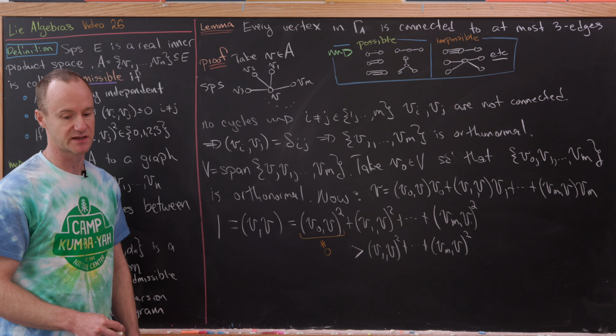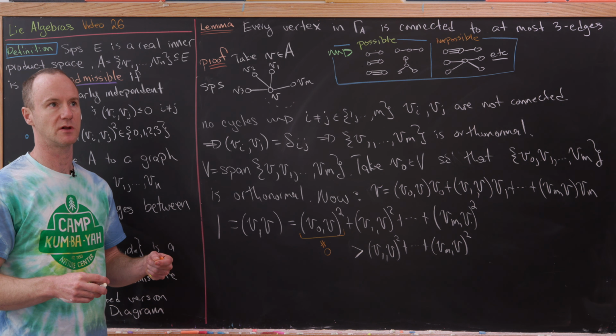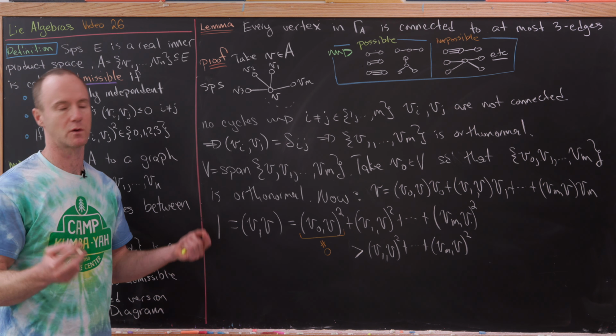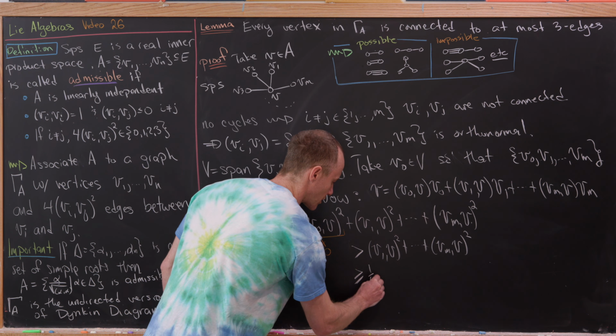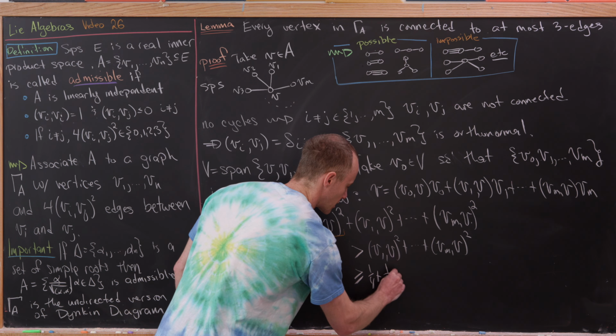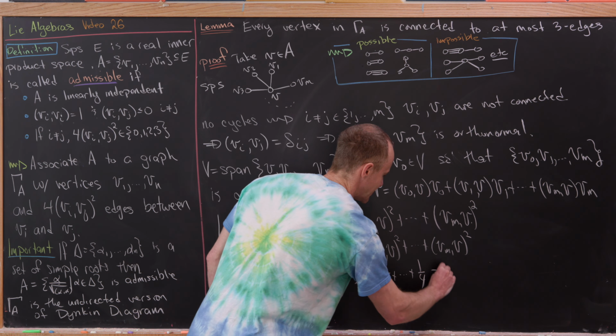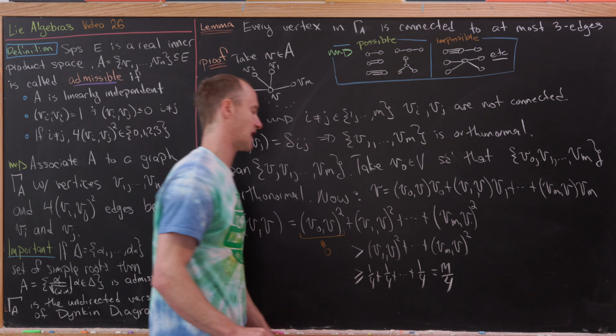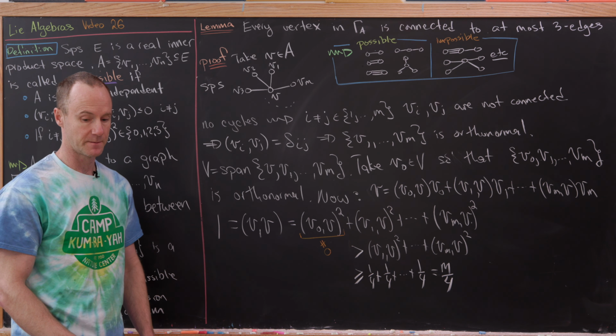Because if we've got double or triple edges, we could have 2/4 or 3/4. So anyway, this is going to be bigger than or equal to 1/4 plus 1/4 plus 1/4, and so forth. But how many times? Well, m times, because we've pretty clearly got m terms in the sum.